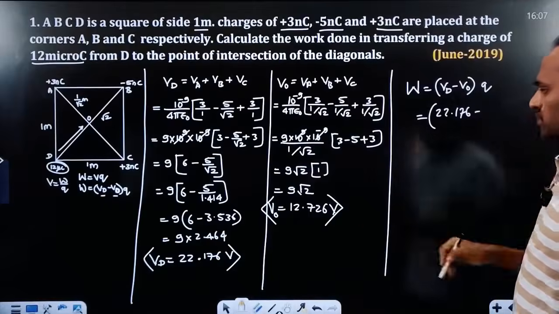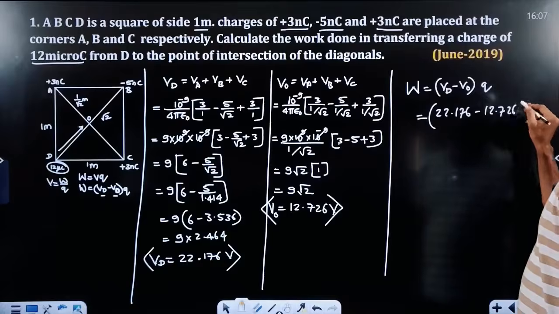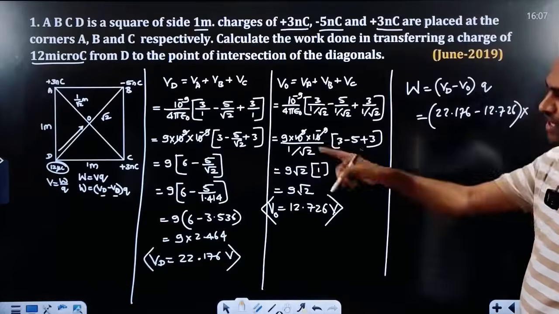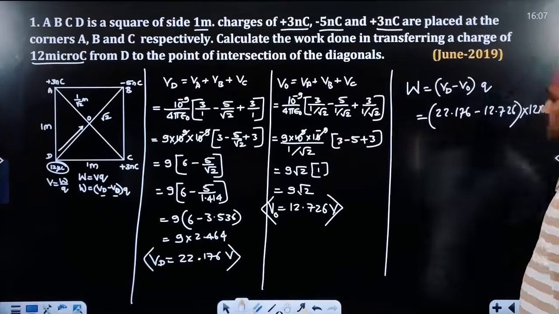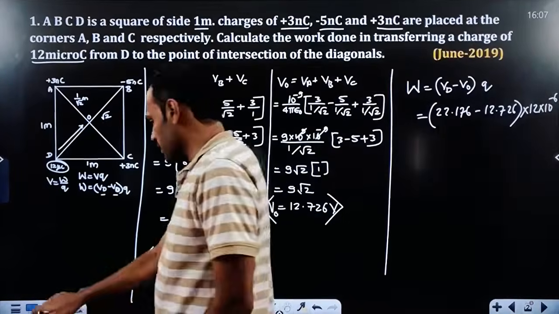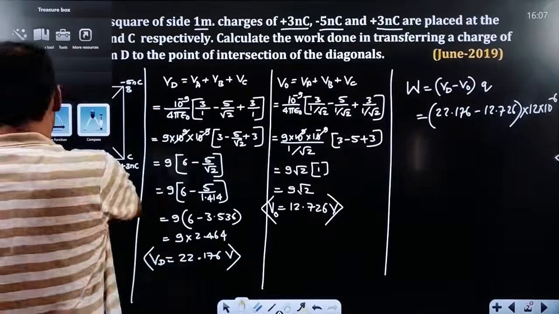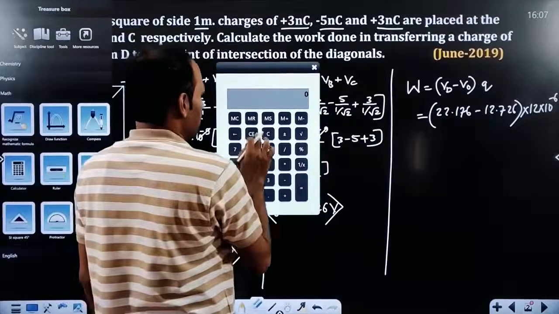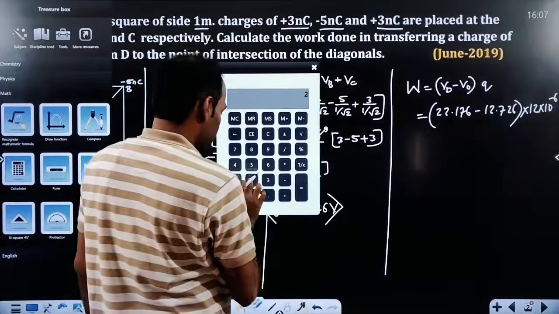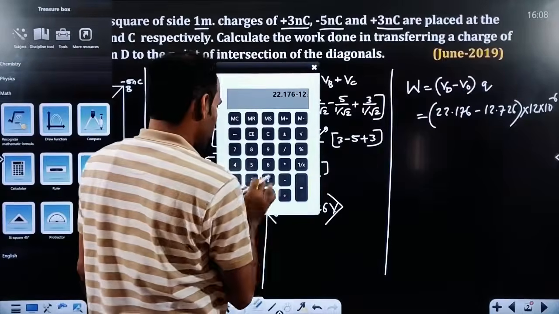22.176 minus the potential at point O, 12.726, into the charge. The charge is 12 microcoulomb, which is 12 into 10 raised to minus 6. Correct, so let us calculate this now. See how much we have: 22.176 minus 12.726.